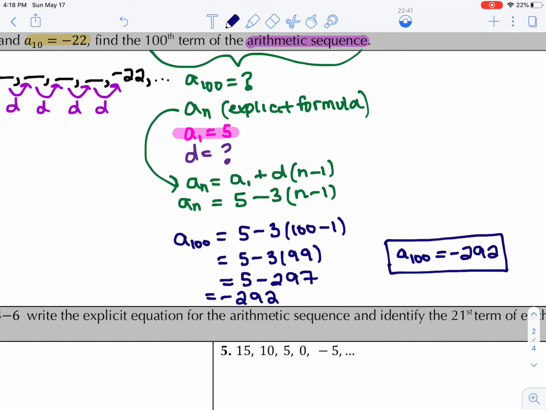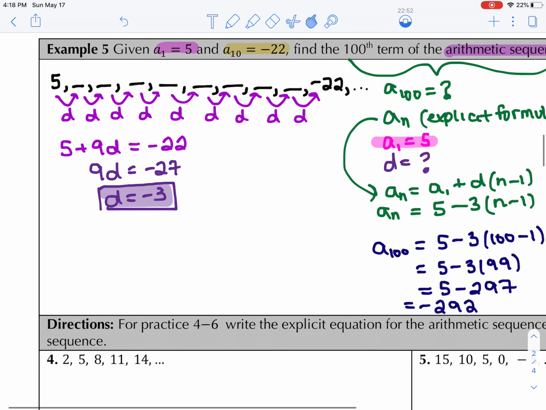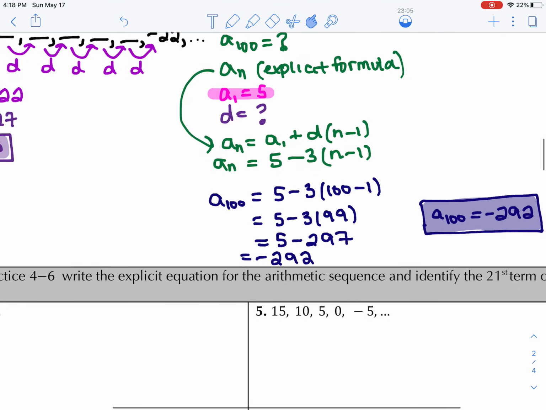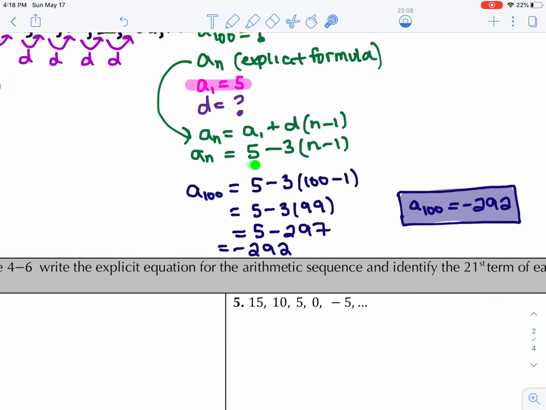So I know this example was a little bit more challenging given that we weren't provided a list of terms, right? Rather, we were given 2 terms and we had to use that to do some problem solving, right? Some reasoning over here to figure out our common difference. But once we had our common difference and our first term, we were able to proceed as normal, right? We were able to figure out our general or our explicit formula for our arithmetic sequence, and then we were able to plug in 100 to find that the 100th term of our sequence was negative 292.